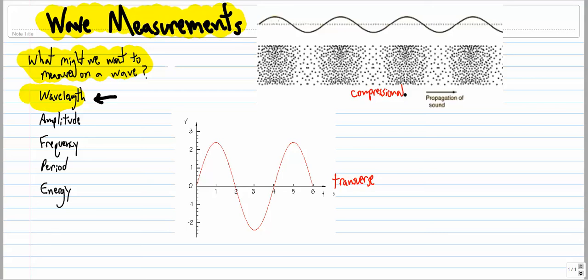And up here in this compressional wave, one wavelength is from one compression to the next compression. So if this had some kind of a scale on the bottom, we would just use that scale, and the wavelength is from one compression to the next.